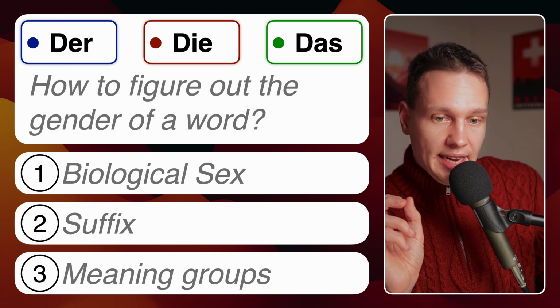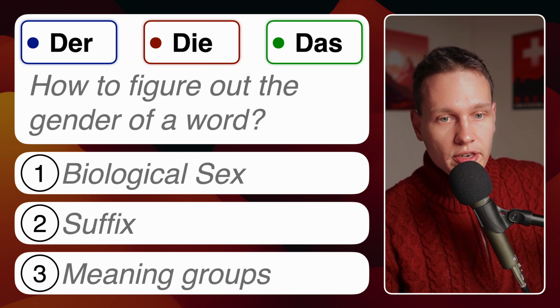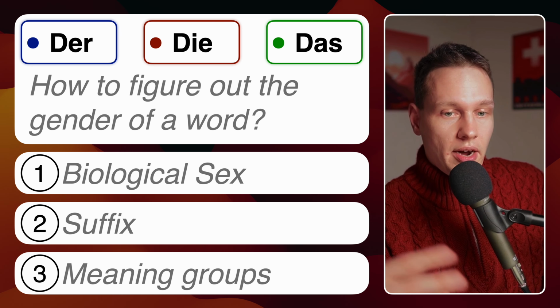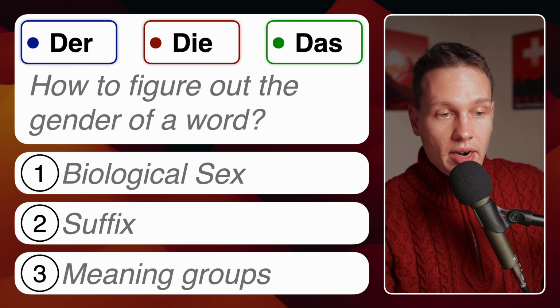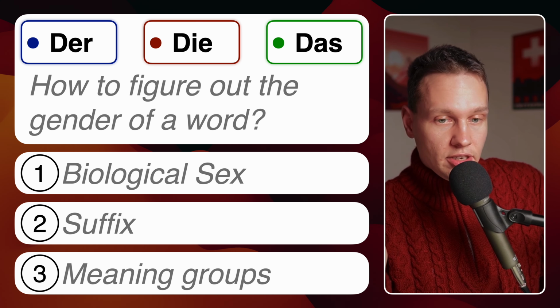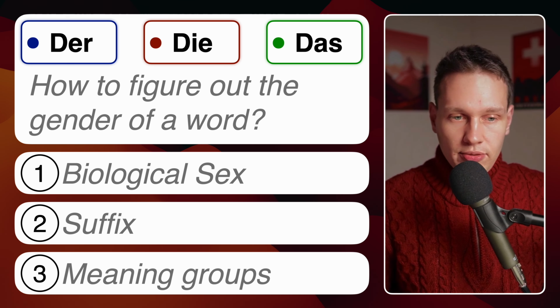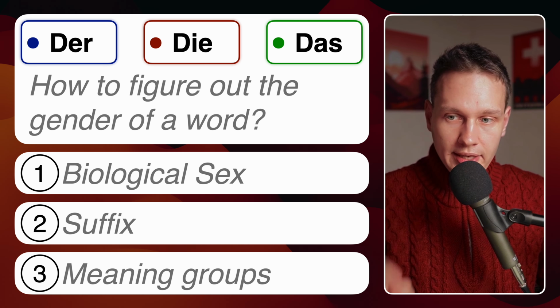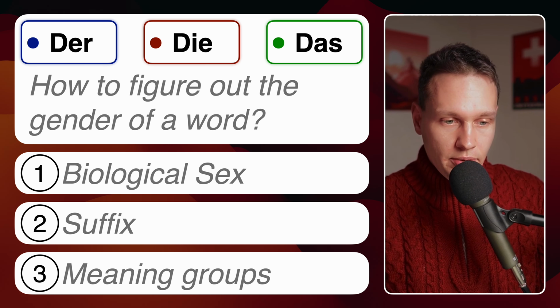First step, does it have a biological gender? Because if you're talking about a brother, an uncle, an aunt, a sister, there is a biological gender present, and the grammatical gender almost always aligns with the biological gender. There is one big exception, but I'm going to tell you about that afterwards.